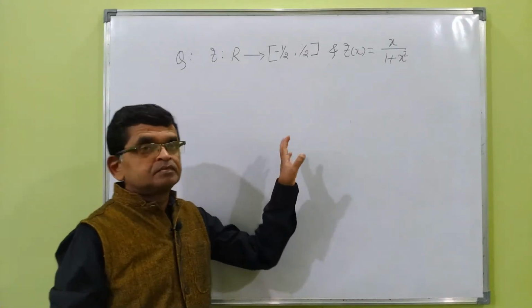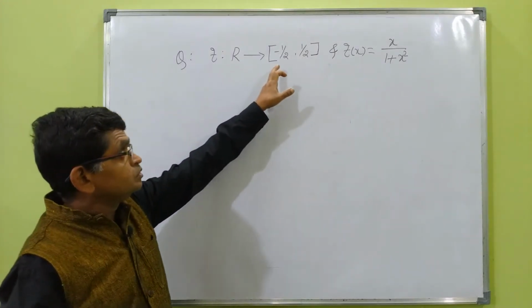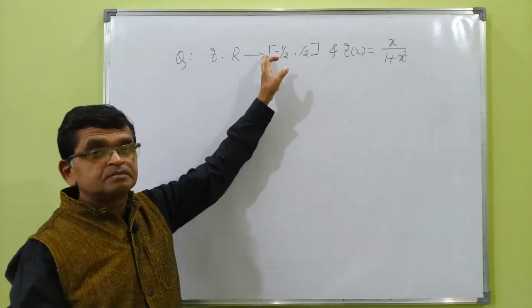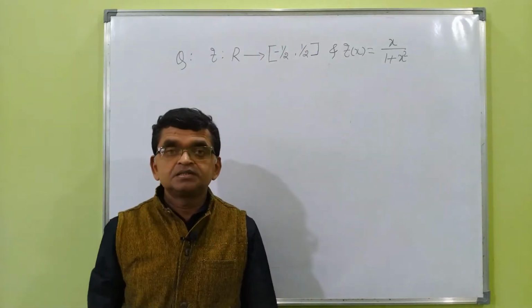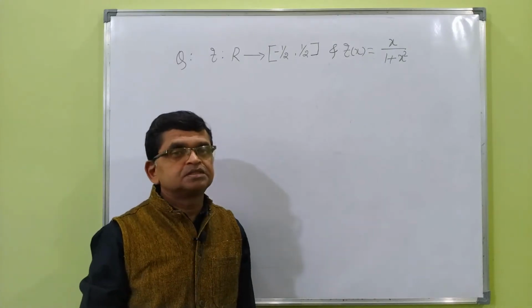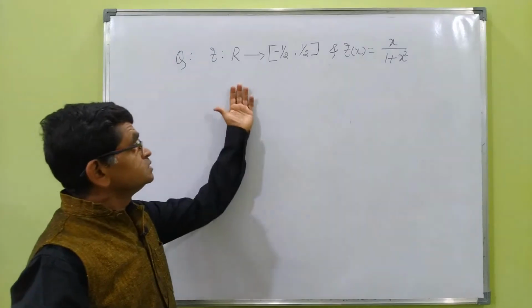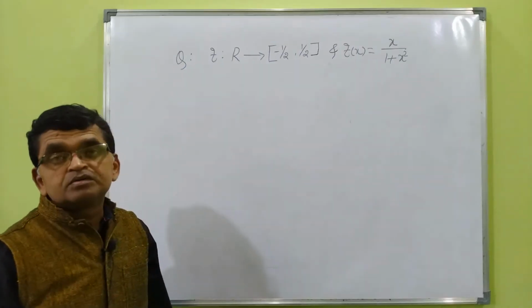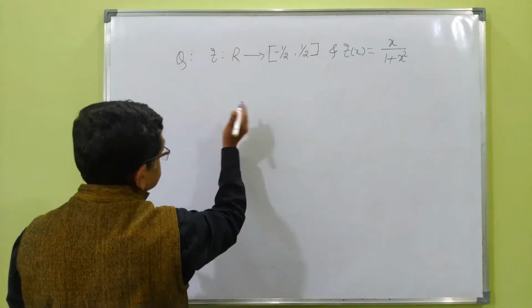See, if the function is from the real line to the closed interval minus half to plus half, and f(x) is x over 1 plus x squared, then you have to check whether it is one-to-one or not. How to check this? Again the same procedure.